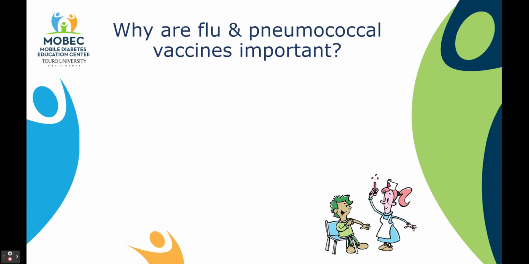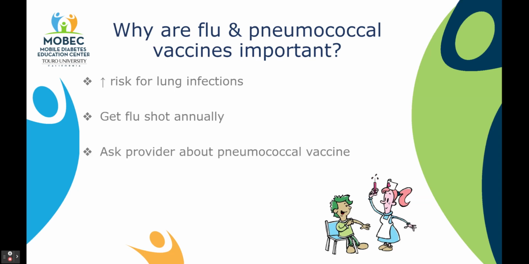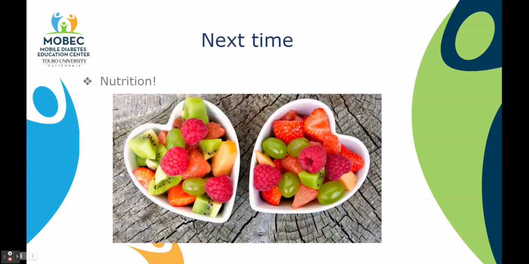Another thing to keep in mind are vaccinations. You may be asking yourself, why are flu and pneumococcal vaccines important? People with diabetes are at a greater risk for lung infections. People with diabetes are using up immune cells because of inflammation, and thus have less immune cells to fight infections. Also, high blood sugars feed bacteria. So get your flu shot once a year in the fall, and talk to your primary care provider about the pneumococcal vaccine. Next time, we'll talk about nutrition, our food, our fuel.